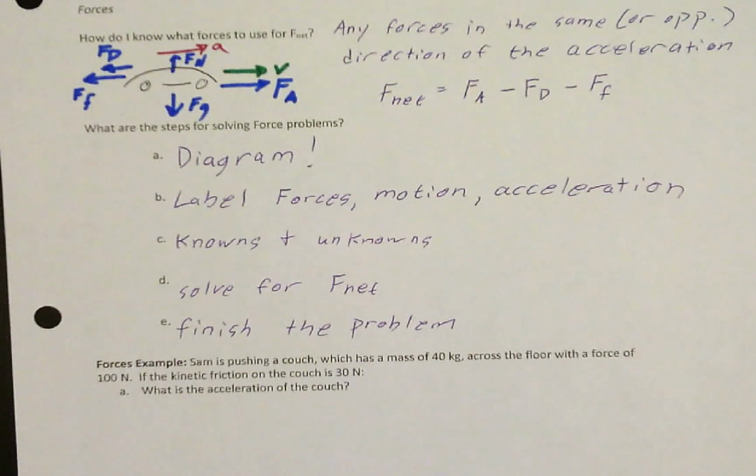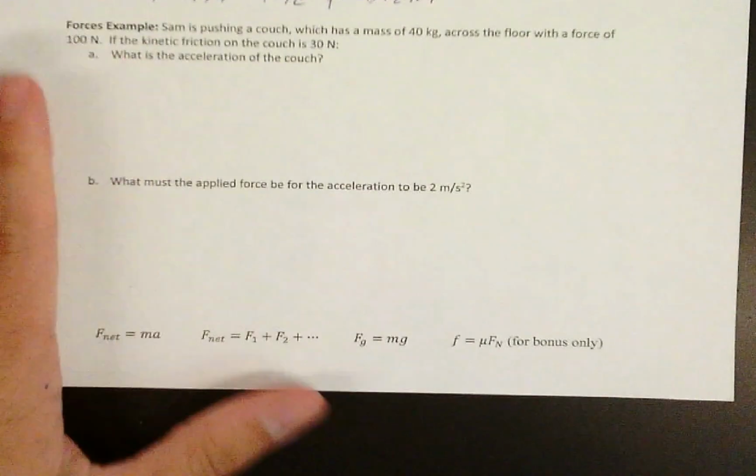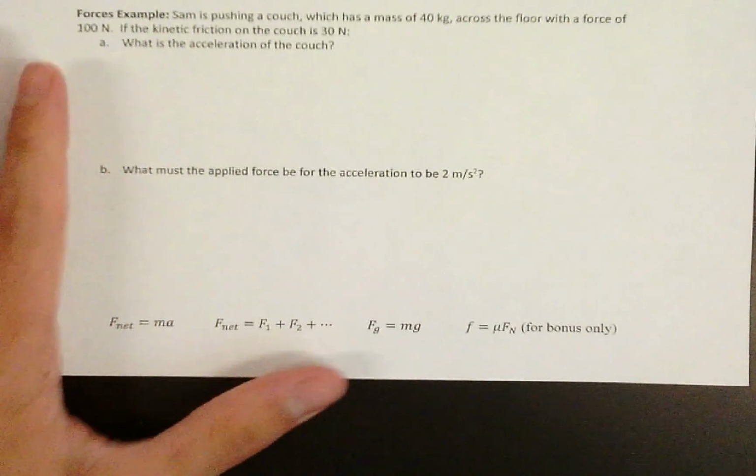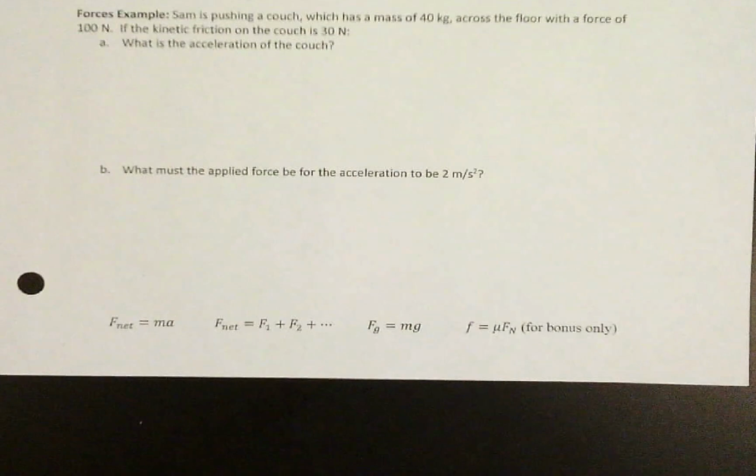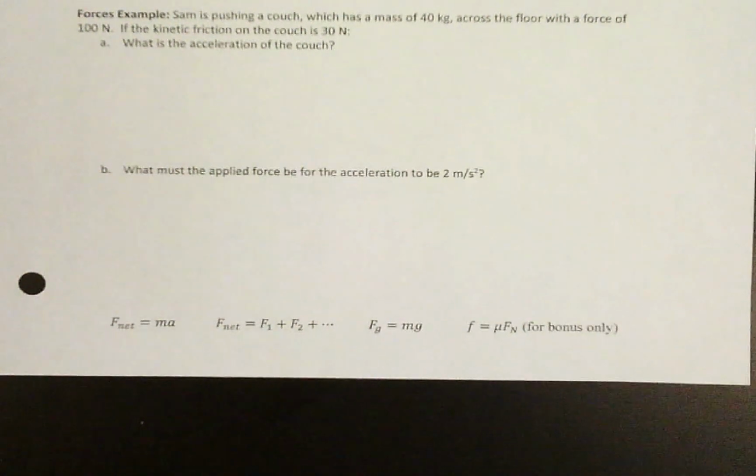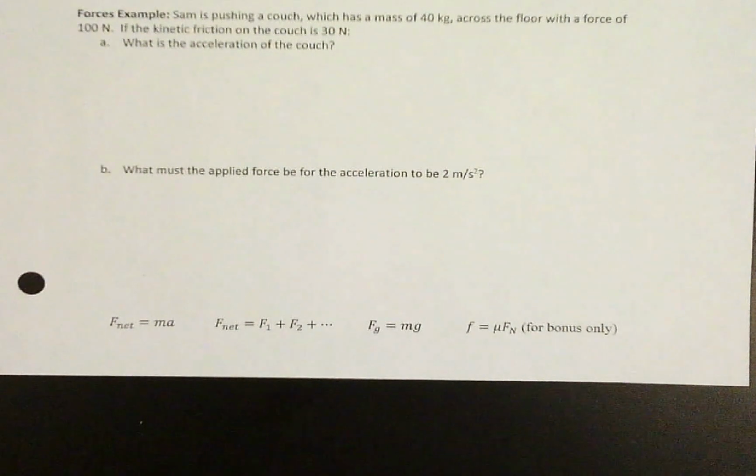So, let's look at an example. Let's look at two different types of problems I could ask you to do. And then I'll give you some time to try on your own. So, same as pushing a couch, which has a mass of 40 kilograms across the floor with a force of 100 newtons. If the kinetic friction on the couch is 30 newtons, A, what's the acceleration of the couch? And B, what is the applied force if the acceleration is 2 meters per second?